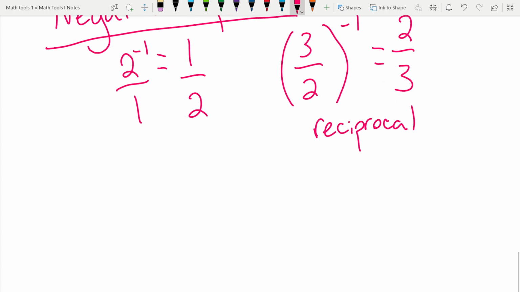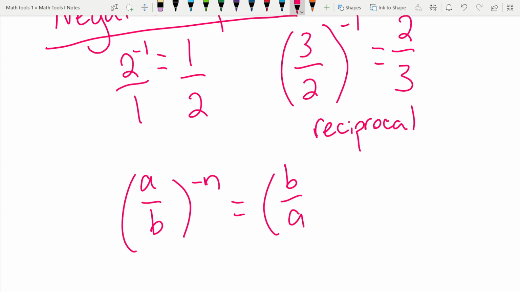More generally, if we have not negative 1, but say just any a over b to the negative n, then this is going to be b over a to the n. So notice what's happening here. The negative part of this is flipping the fraction, but we're still going to end up raising it to the n.